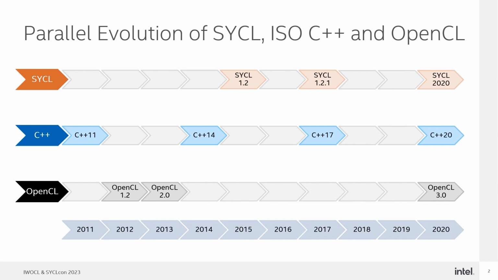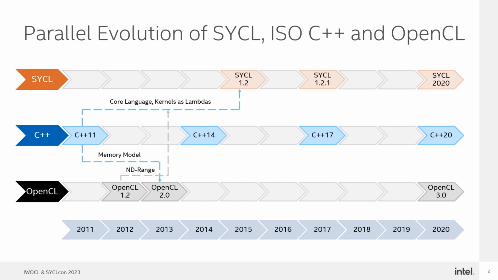So how did we get here, and why are SYCL and C++ in need of alignment? Well, the first thing to note is that there are really three specifications that we need to pay attention to: SYCL, C++, and OpenCL. And these specifications have been evolving in parallel over the last 10 years or so, with SYCL drawing concepts from both C++ and OpenCL during that time.